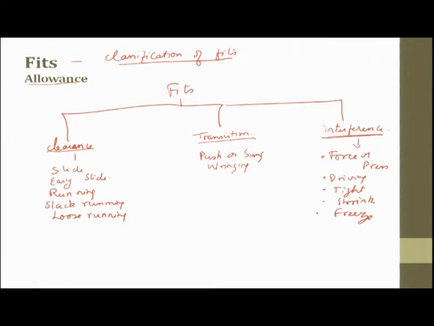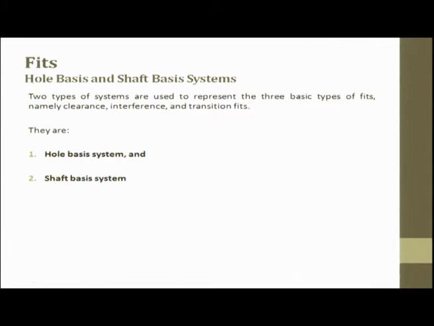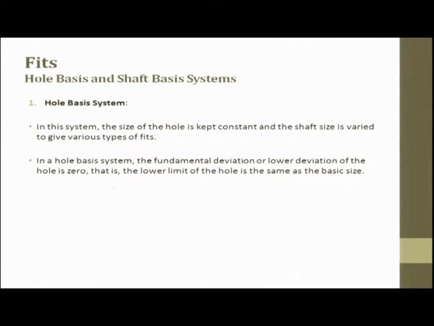Next, let us get into understanding fits. You have the hole based system and the shaft based system. These two types of systems are used to represent three basic types of fit, namely clearance, interference and transition. What is the hole based system? In this system the size of the hole is kept constant and the shaft size is varied to give various types of fit.